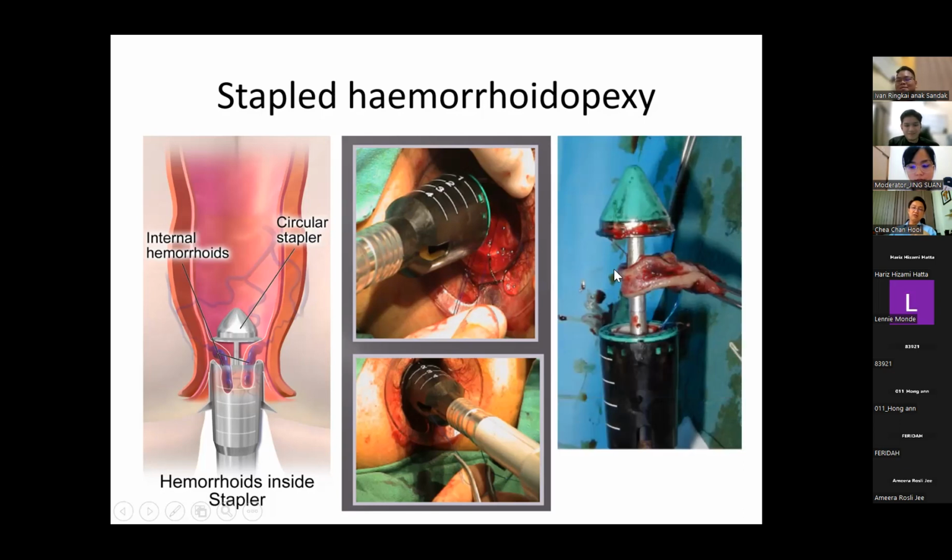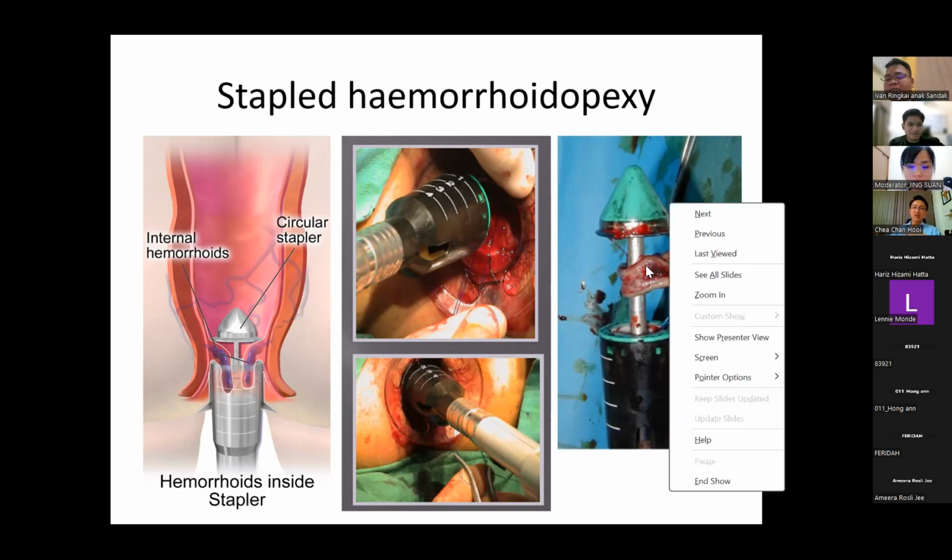So it will cut off one whole ring, okay? One whole ring of hemorrhoid tissue. Once this is done, you can see that the hemorrhoid tissue is pulled into the device, and the device has a mechanism that just cuts it off in one whole ring. So all the hemorrhoidal tissues are removed in what we call a donut.